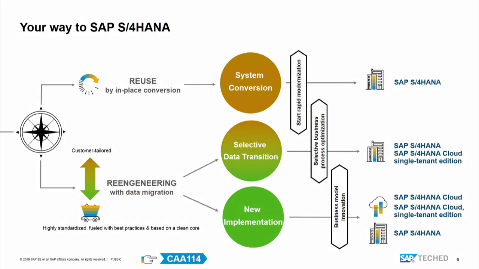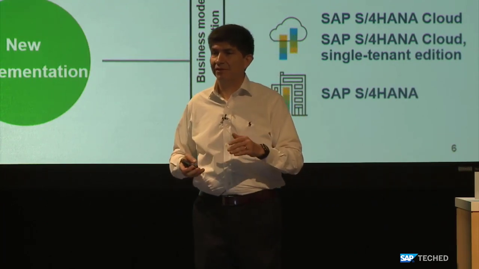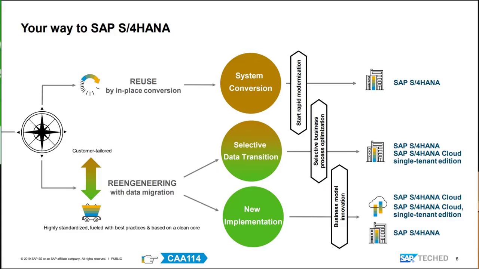But then we have two options when it comes to re-engineering with data migration. One is the selective data transition, that allows you to create some pockets of information and then transfer them into an S4HANA on-premise or an S4HANA single tenant system, where you can transfer this data and be selective on the transition. This could be done in case you have a system that is already configured, where you want to start fresh, but don't want to do a full system implementation.